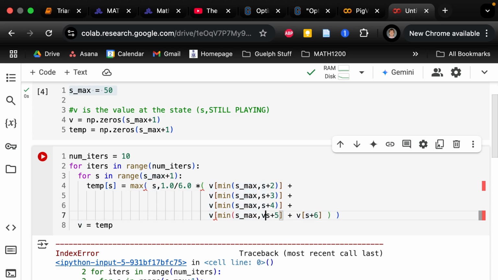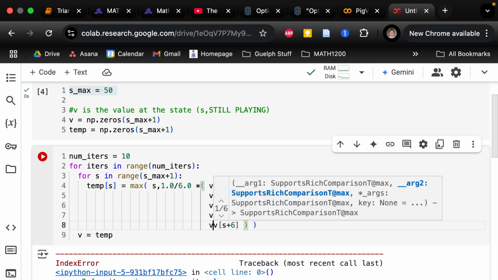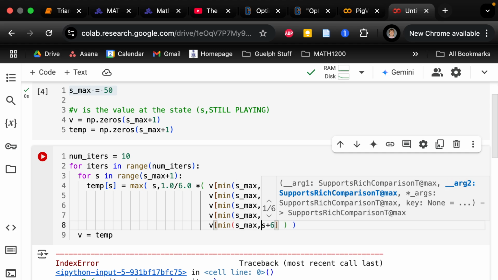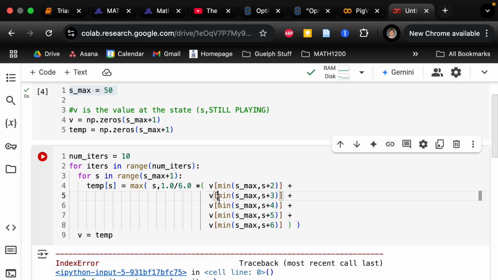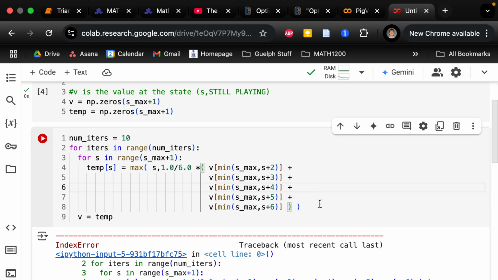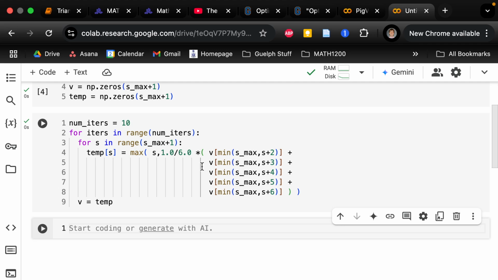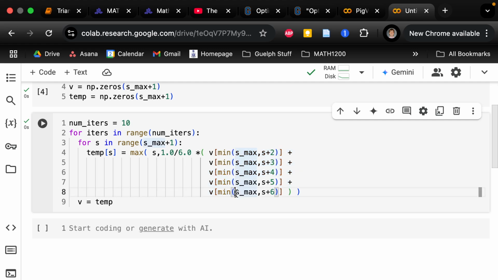S plus 5 and v of min of s max s plus 6. Okay, perfectly valid code. I hope Python likes my line splits. Let's find out. Yeah, okay, great, we did it. So that works, and that is exactly what we want using this thing. This is perfectly correct, and it's totally fine.